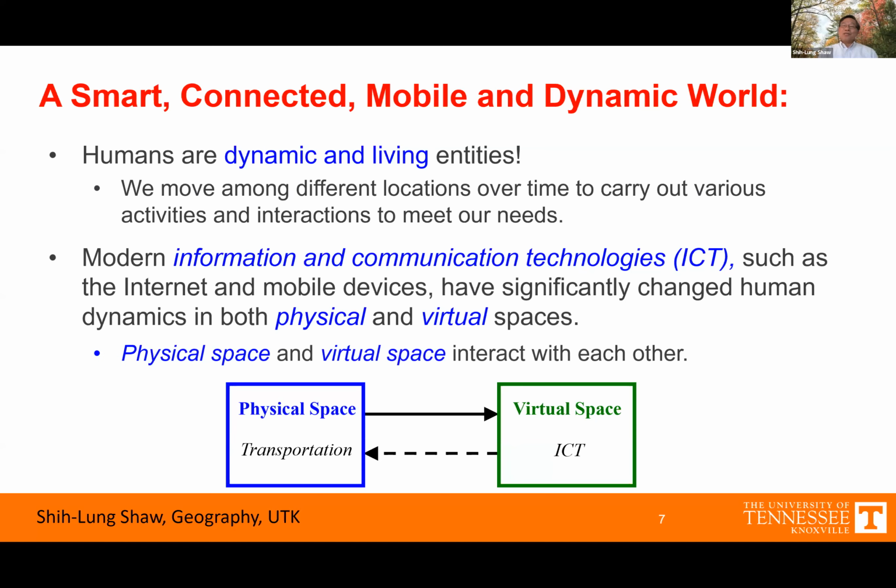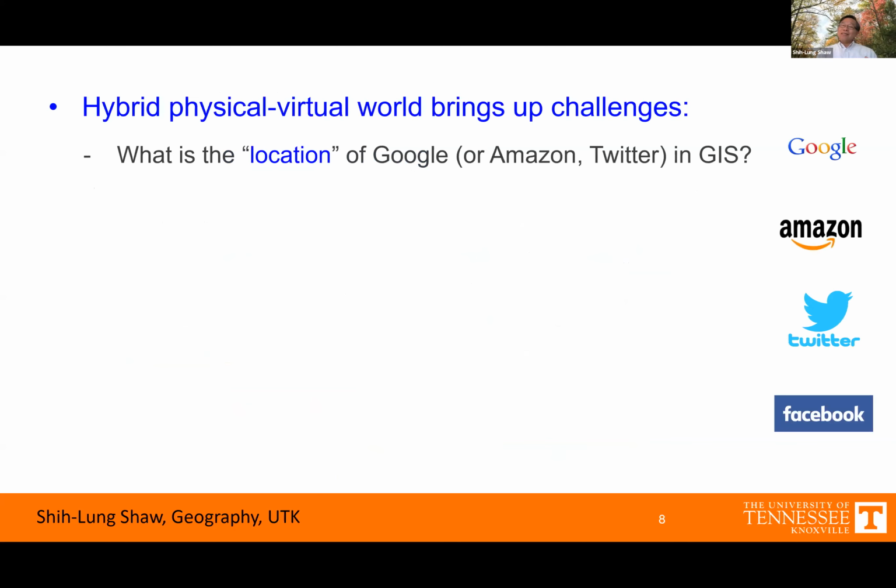We also need to keep in mind that whatever happens in physical space is not independent from what happens in virtual space. They influence and interact with each other. In fact, they are entangled together. So this kind of hybrid physical virtual world has brought up some new challenges to many research problems we are dealing with, including what we face in GIS science.